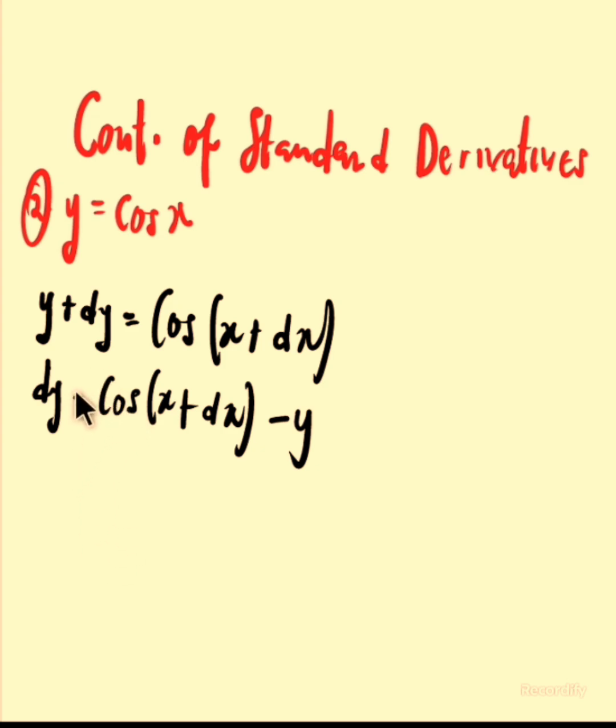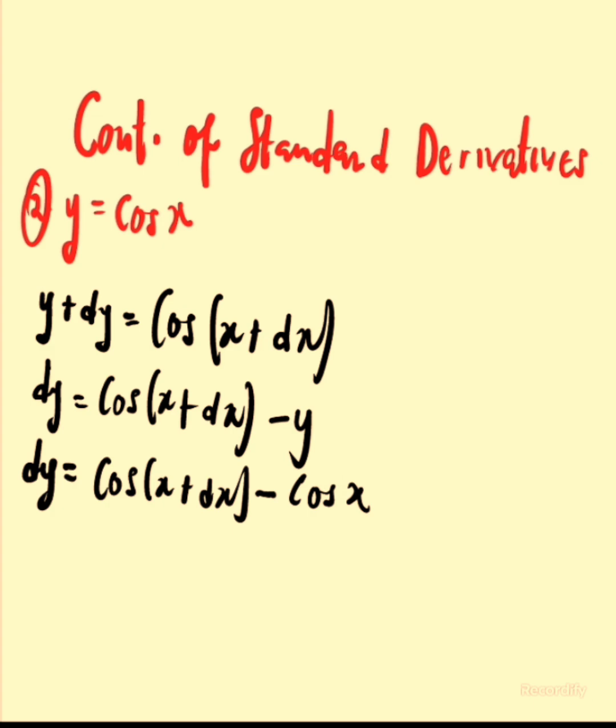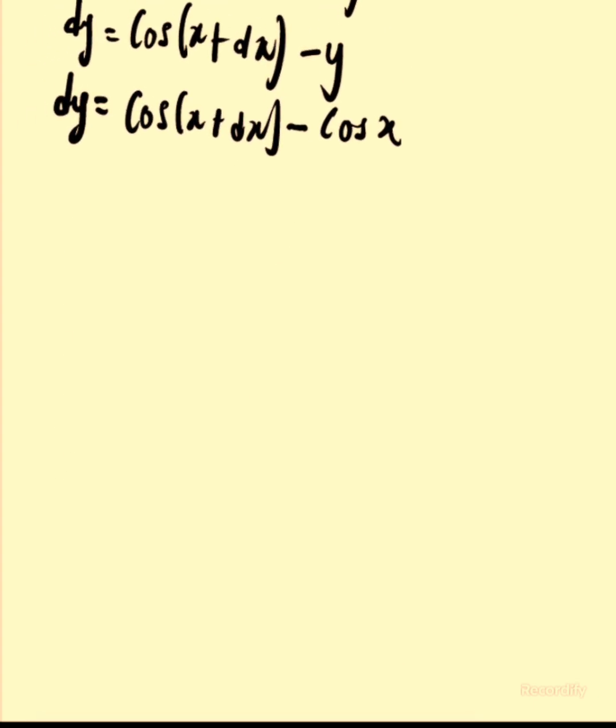So that means I will be having dy equals cos of (x plus dx) minus y, and you know from this function that y equals cos x. Don't forget that. So this y will change to minus cos x. All right, so we're having dy equals cos of (x plus dx) minus cos x. When I get to this point, I make use of a trigonometry identity. That's very useful in calculus.